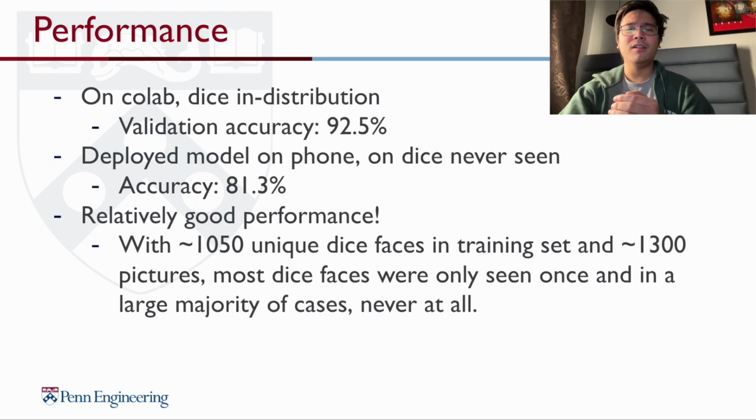The performance of the model is relatively decent. The deployed model, when evaluated on dice not included in the training set, has an accuracy of 81.3%. This is pretty good considering that the dataset is relatively small.